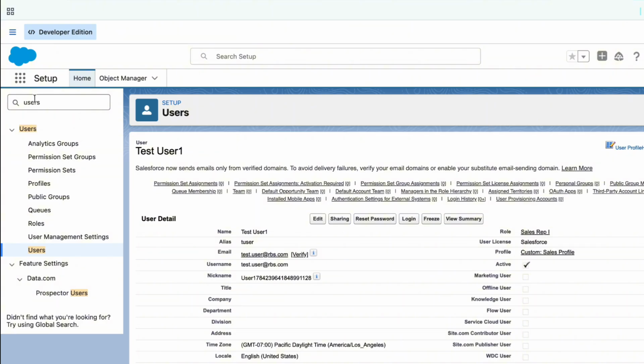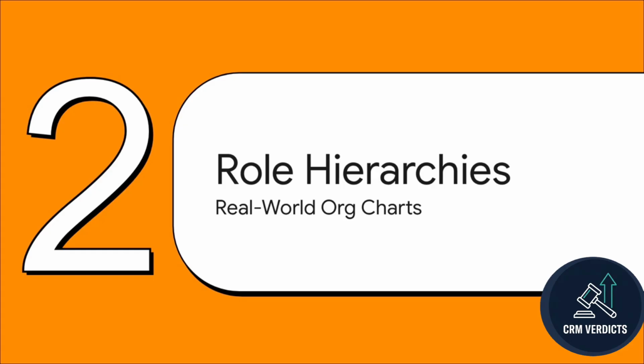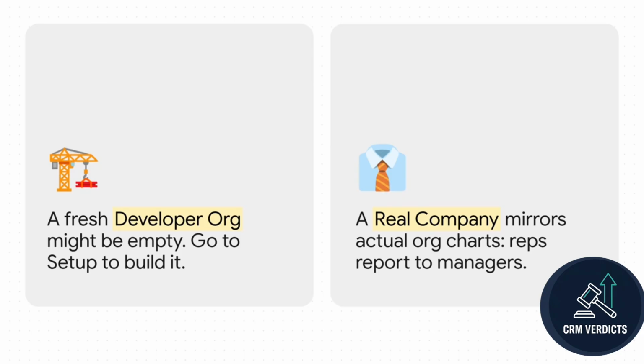Okay, moving on to section 2, navigating real-world role hierarchies. Now, let's pause for a second because we need to talk about what happens if you click that role dropdown and it's completely empty. No way, right? Well, don't panic. It really just depends on the environment you're working in. If you're playing around in a brand new developer org, that list might be totally blank. You'd actually have to go into Setup, find roles, and build it from scratch.